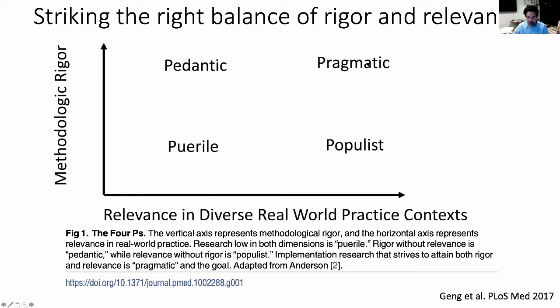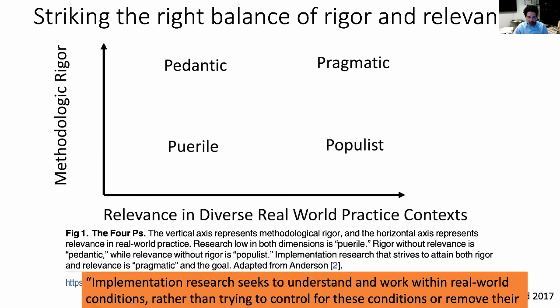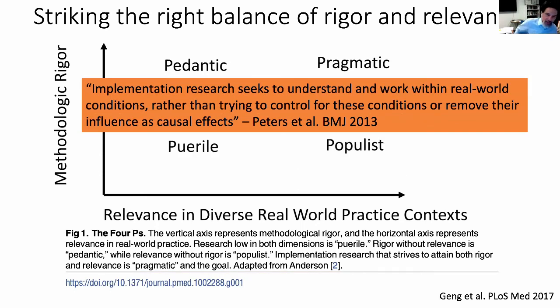And then there's this sweet spot, which I think implementation science and implementation research is really trying to achieve, which is relevance to real world diverse practice contexts, while also having high levels of methodologic rigor. And so that's, I think, a sweet spot for implementation research, since it does seek to understand and work within real world conditions, rather than trying to control for these conditions or remove the effect of the influence of context as causal effects.